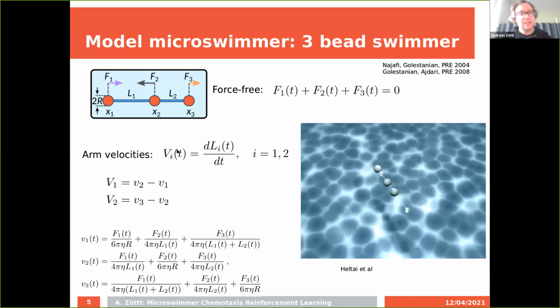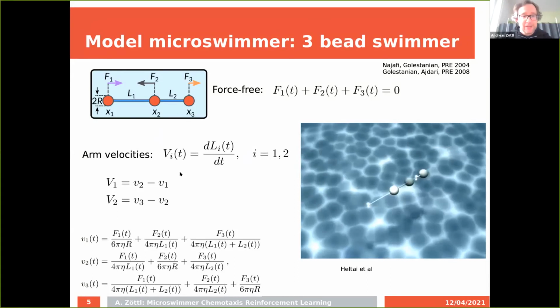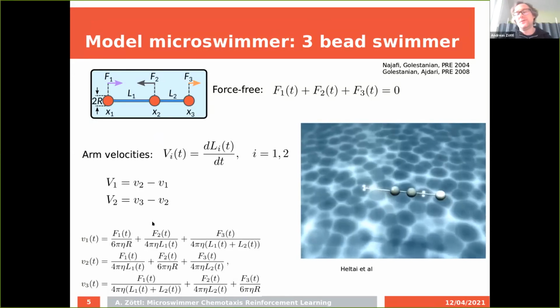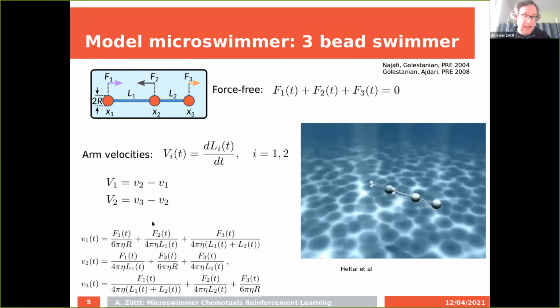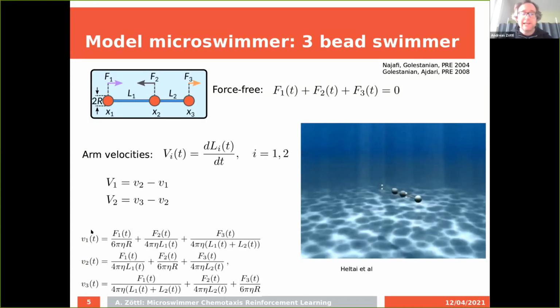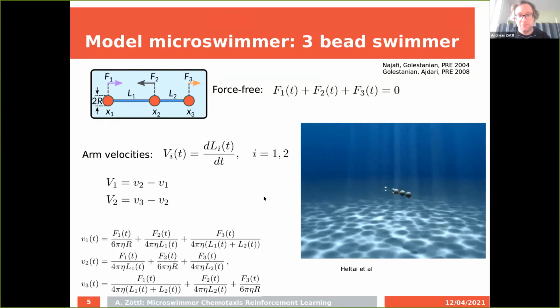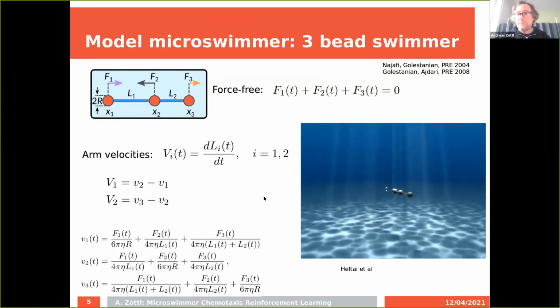The arm velocities are just the change of the arm length over time. And there exists, for example, if you use far-field hydrodynamic interaction between the moving beads, a linear relation between the applied forces and the velocities of these beads. So that's a well-known problem for a microswimmer.